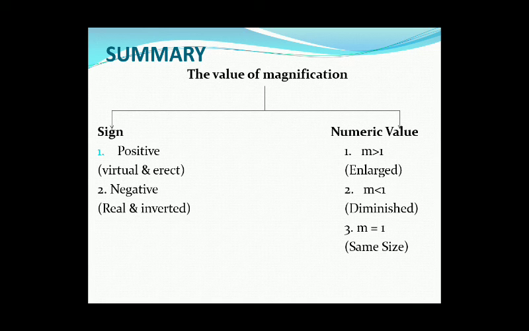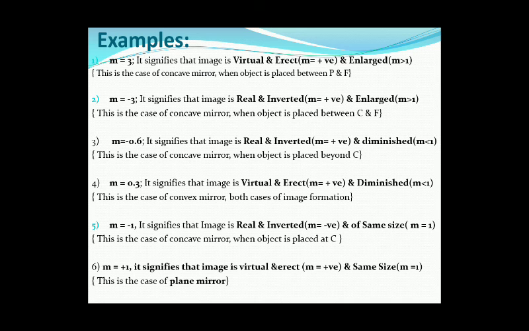Let us understand a few examples. I have taken each type of example. If m equals 3, plus 3 means positive 3. Positive indicates virtual erect. 3 indicates greater than 1, so enlarged. Which case is this? Virtual, erect, enlarged. This type of image we obtain when the object is placed between P and F. So that gives us a virtual, erect and enlarged image.